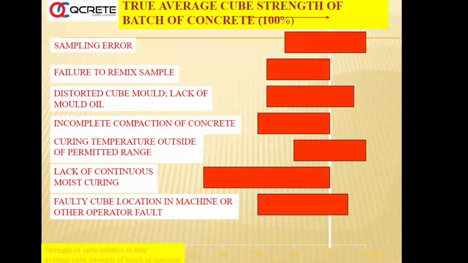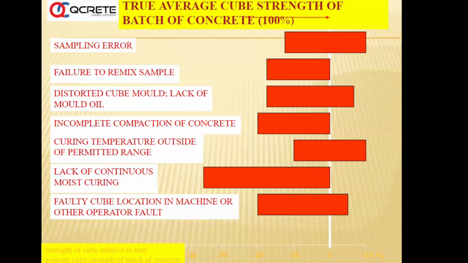Once the concrete is produced, post concrete production, if you make a sampling error, there may be a difference in strength which can move up and down. If you don't remix the sample properly, or the cube molds are bad, then it can be negative up to an extent of 20%. Incomplete compaction, we already discussed about compaction. Every 1% of uncompacted concrete will lead to 5% loss in strength. Temperature outside the permitted range. The permitted range is 27 plus or minus 2 degrees.